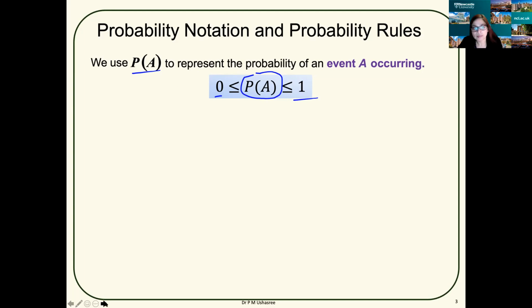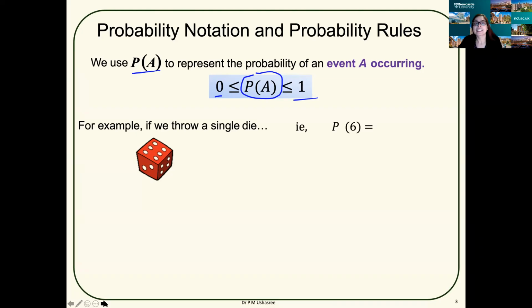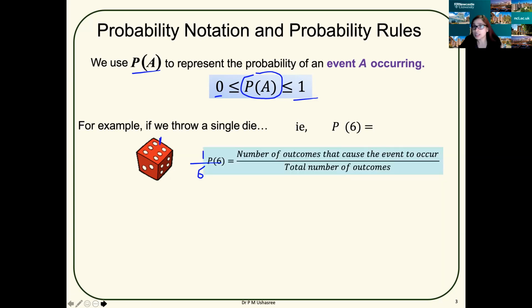Okay. So for example, let's take throwing a die. If you throw a single die, the probability of throwing a 6 is, what are the total outcomes? Total outcomes are 6. And there is only one way you can throw 6. So it is 1 over 6, isn't it? I'm going to use the same formula: the total number of outcomes is 6, and the number of ways you can get 6 is 1. So 1 over 6.